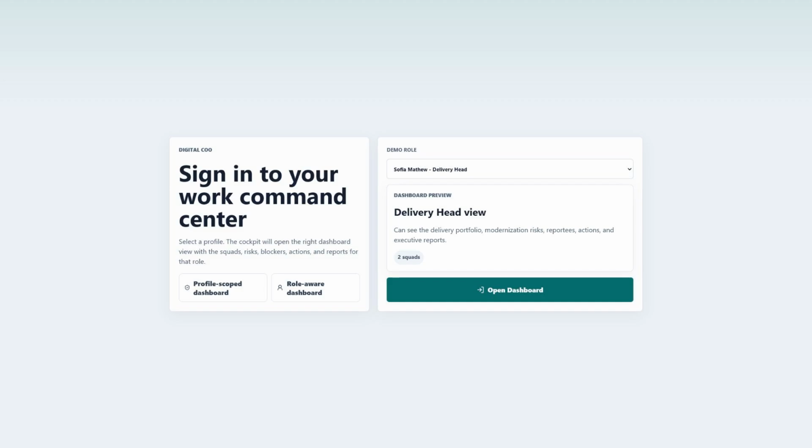Digital COO is an AI-powered Chief Operating Officer for delivery execution. In less than 5 minutes, it tells a leader what changed, what is blocked, what is risky, and the fastest evidence-backed action to fix it. We start with a role-aware sign-in.